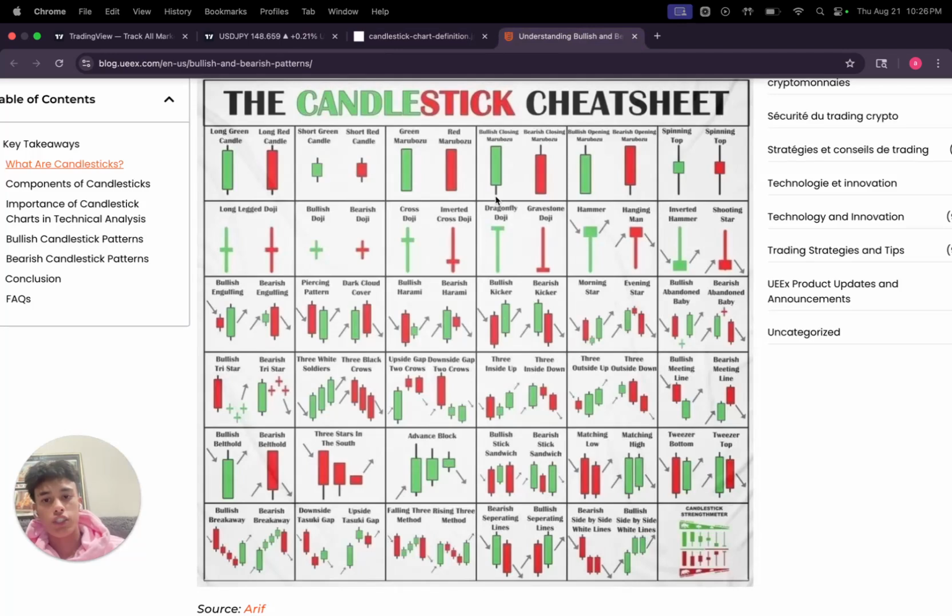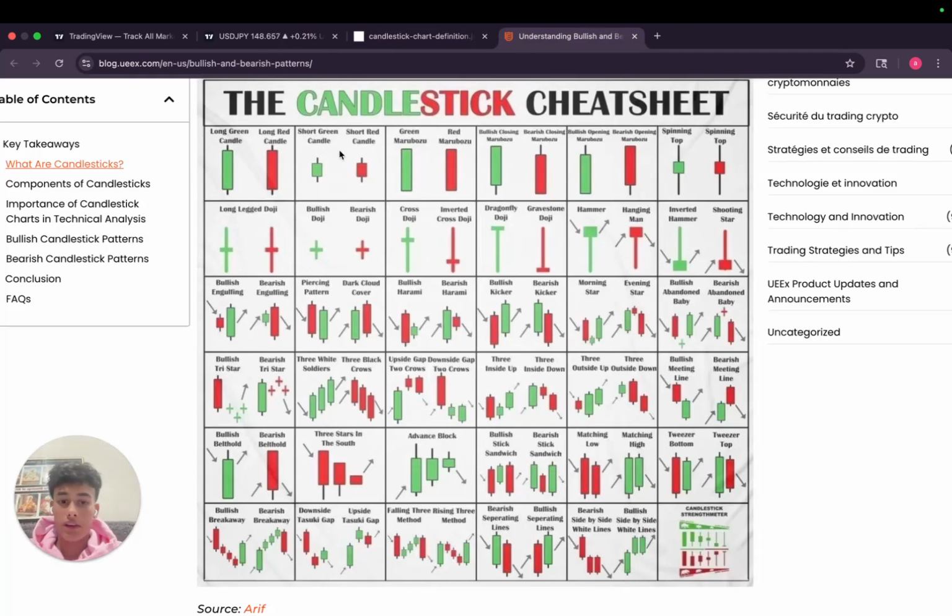Now let's get into this cheat sheet that I stole from TGR. There's only a few of these that you need to know. There's only a few of these that I even use. So first, ignore everything except the top two rows. You don't need the hammer, hanging man, inverted hammer, shooting stars, spinning tops. You need these: the long candles, the short candles, the Marubozus, all of them, and dojis.